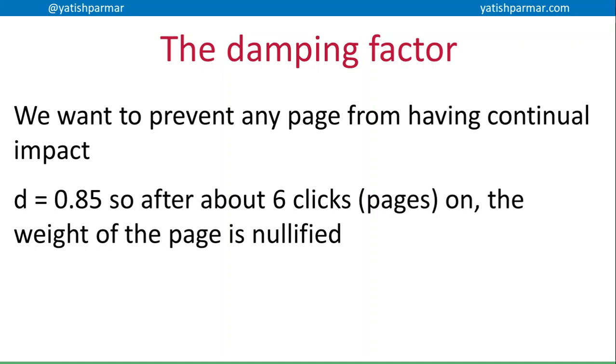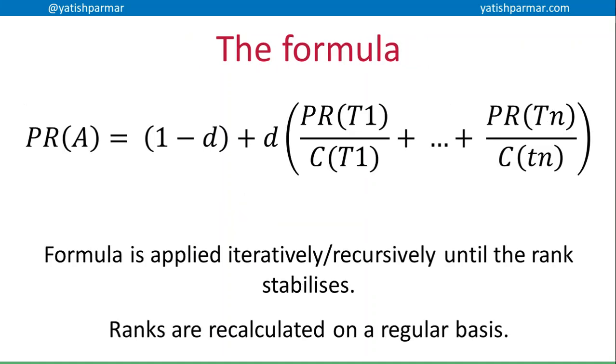That damping factor is to prevent any pages from having continual impact. So Google set it at about 0.85. If you work out the probability of that, after about 6 clicks on, it's almost 0. So basically what they're saying is that a user might be on a page, click a link, follow that to another link, to another link, and then once they've followed about 6 clicks on, they just give up and start a new search. So you don't want any page's rank to propagate more than 6 clicks on down the chain. That's where they come up with this magic number of 0.85.